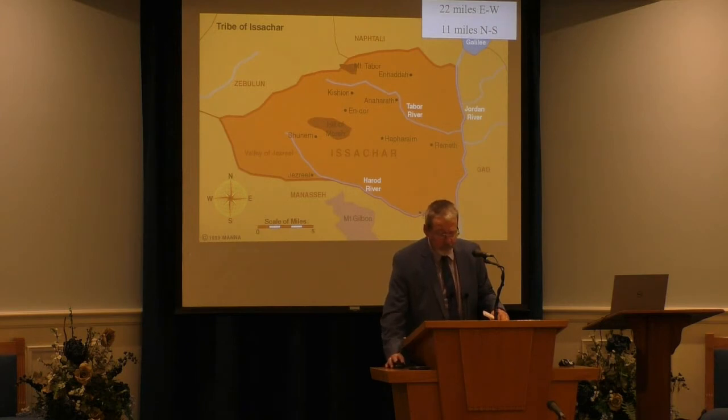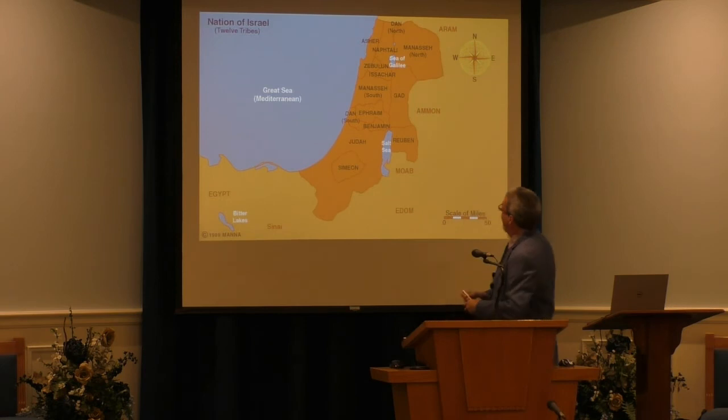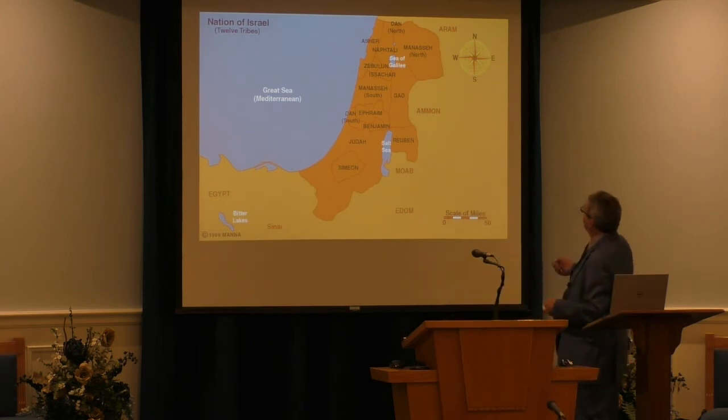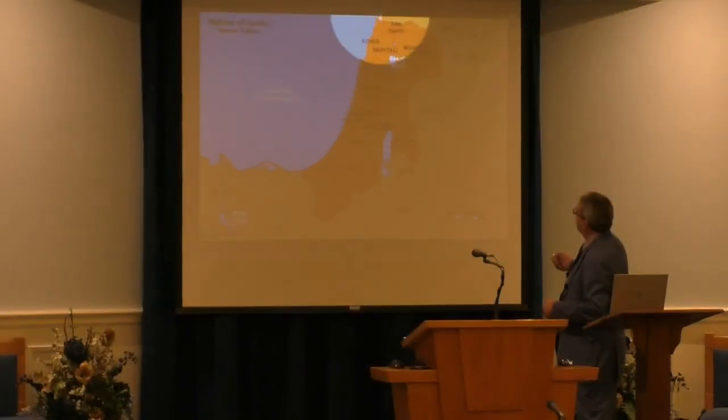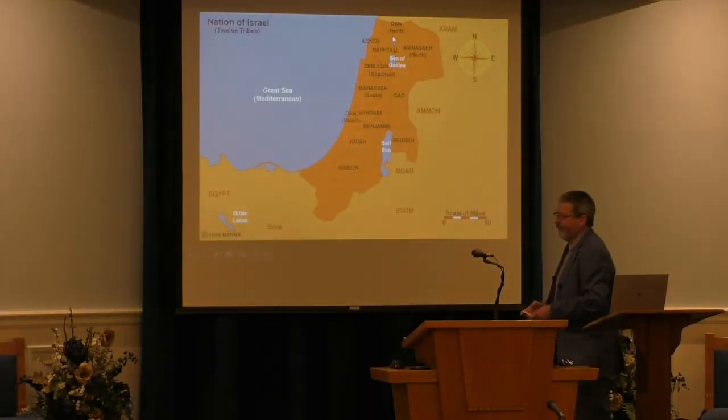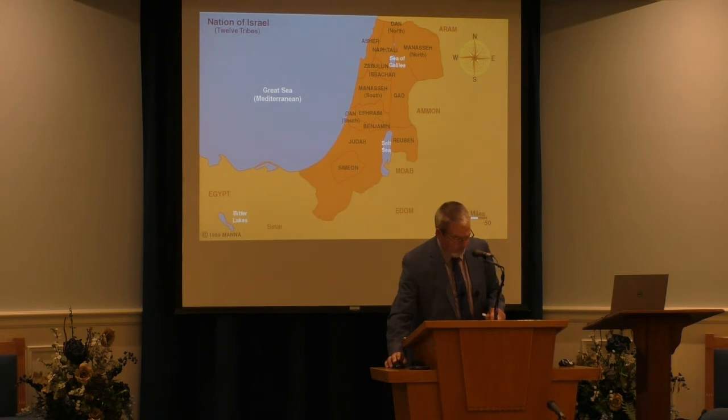Let's find Asher on our bigger map. And we have Asher, which is over here on the Mediterranean Sea coast. So that's this long, elongated tribe right there. That's where it's located. You might mark that on your map.